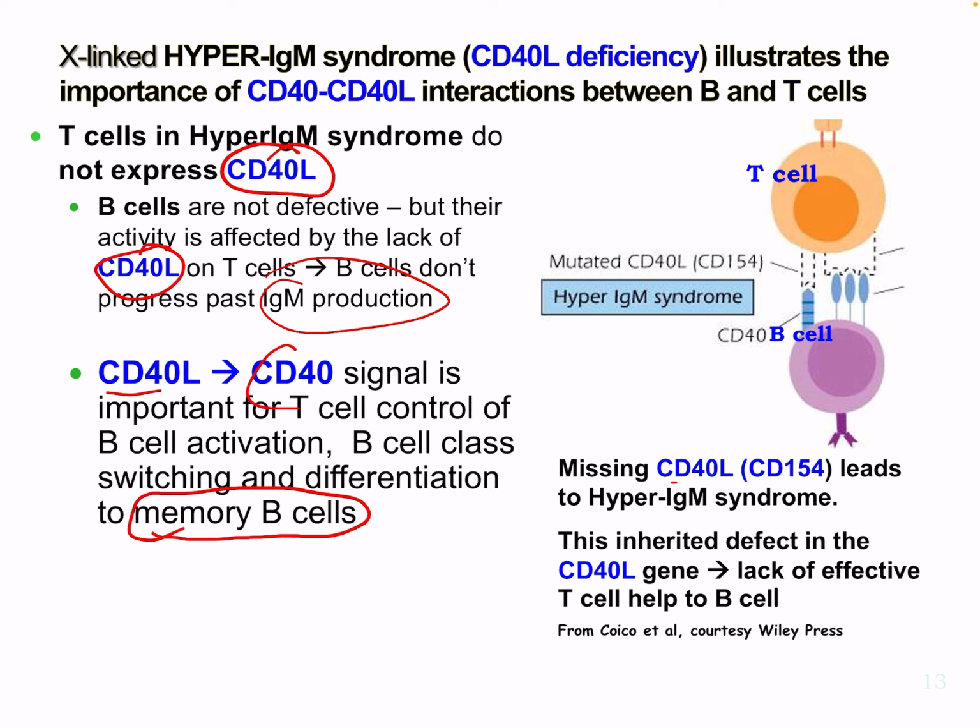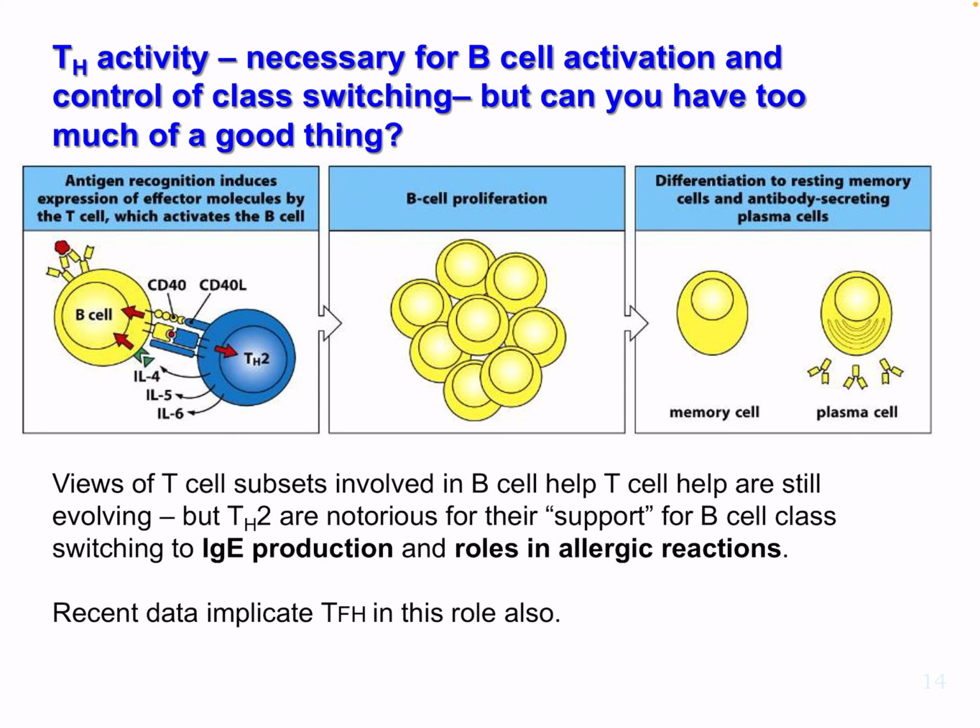So again, this missing CD40 ligand leads to hyper IgM syndrome. This inherited defect in the CD40 ligand gene causes the lack of effective T cell help to B cells. Again, T helper cell activity is necessary for B cell activation and control of class switching, but can you have too much of a good thing? So we'll take a look at this soon.